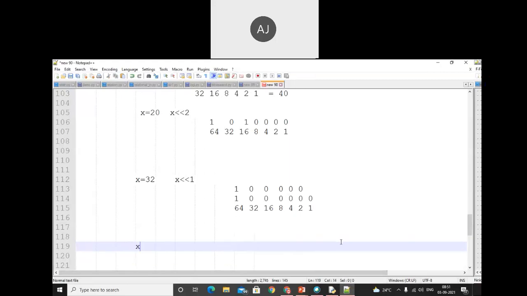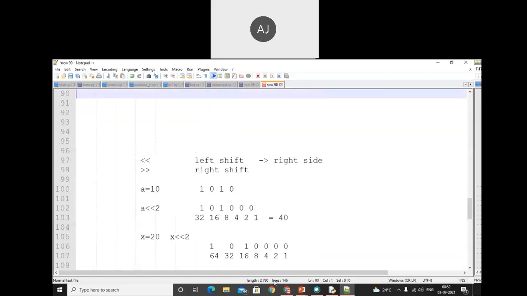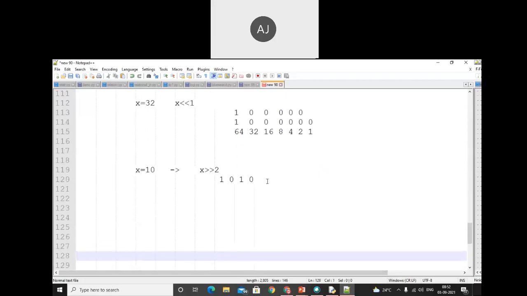So here I take x = 10 and use a right shift of 2 bits. Make a note of this: whenever you use left shift, you have to add 2 additional bits on the right side. And if you use right shift, you add 2 bits on the left side. If we use left shift, we add 2 bits here; if we use right shift, we add 2 bits here.